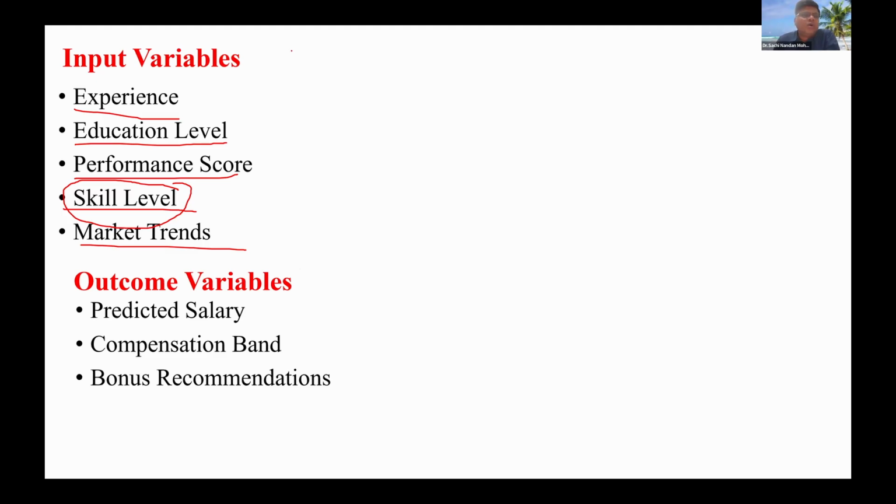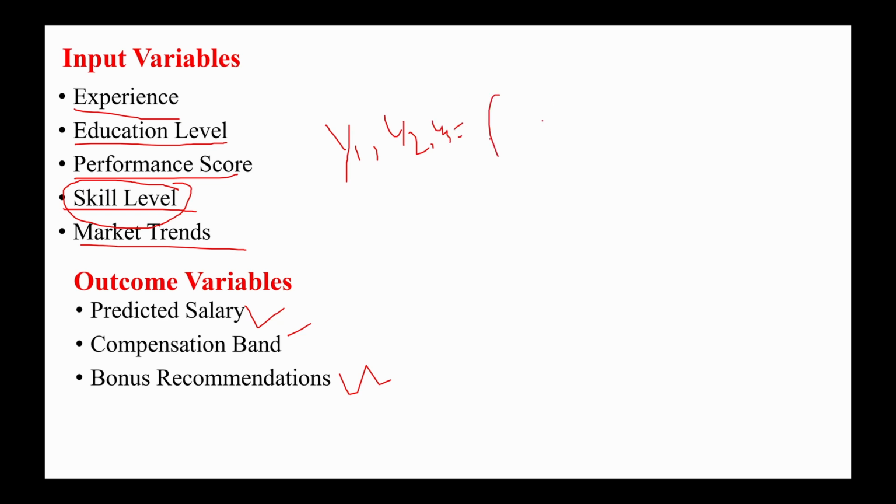Then for the outcome variables, there are three. One is the predicted salary, then the compensation band, and the bonus recommendation. So here y1, y2, y3 is a function of x1, x2, x3, x4, x5. This is a multivariate problem, right? Here inputs are 5 and outputs are 3.